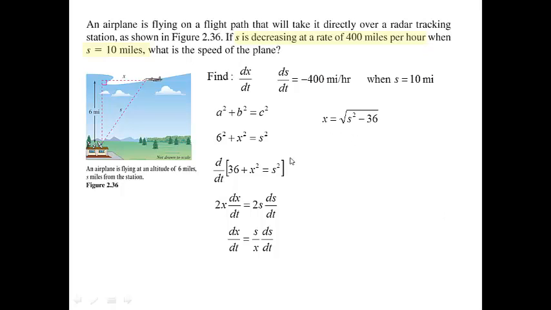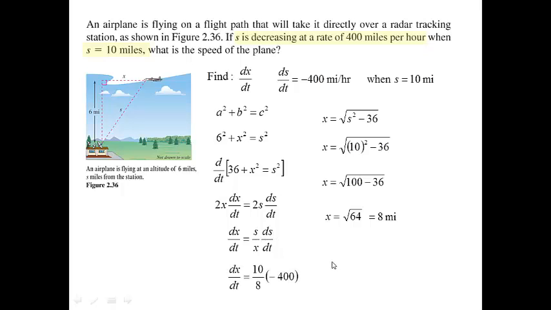All right, so we have this solve for x, and remember that you take the square root of a square, you get plus and minus, but we're not going to have a negative distance, so we're going to just do the positive. So now if s is 10, we can solve for x, and that will give me 8 miles. So I can put the 8 in here. We have s, we have ds/dt, and that will give me a final answer of.